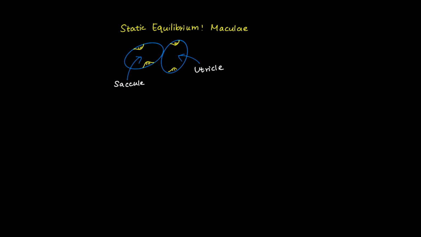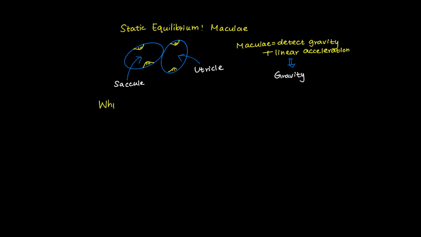Dizzy when tilting the head, can't tell if they're standing upright. That's a problem with static equilibrium. Static equilibrium detects the position of the head relative to gravity and linear acceleration. The structures responsible are the maculae, sensory epithelium located inside the saccule and utricle in the vestibule. They contain mechanoreceptors that signal the brain about head position so you can maintain balance and posture.